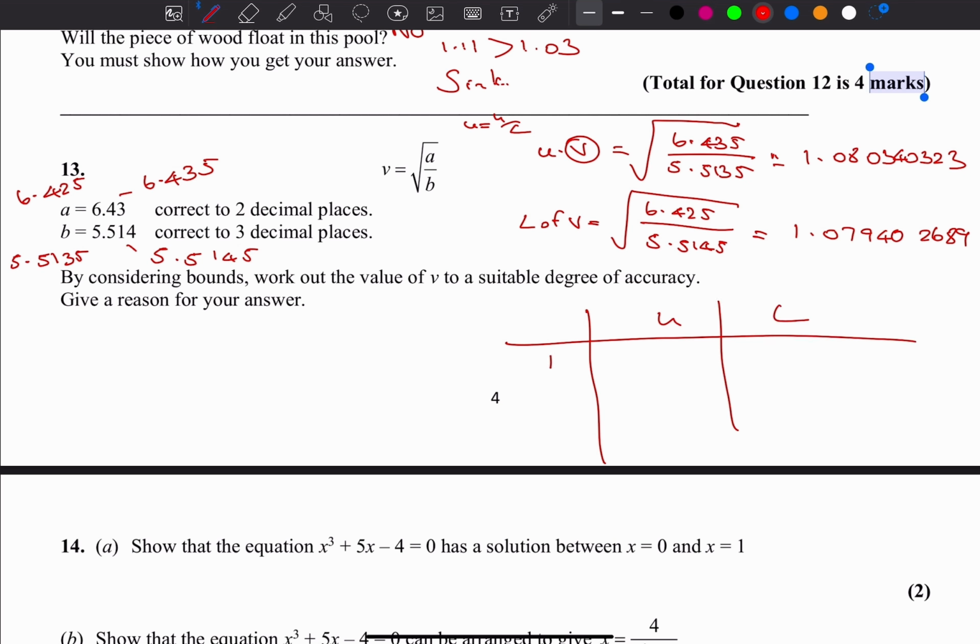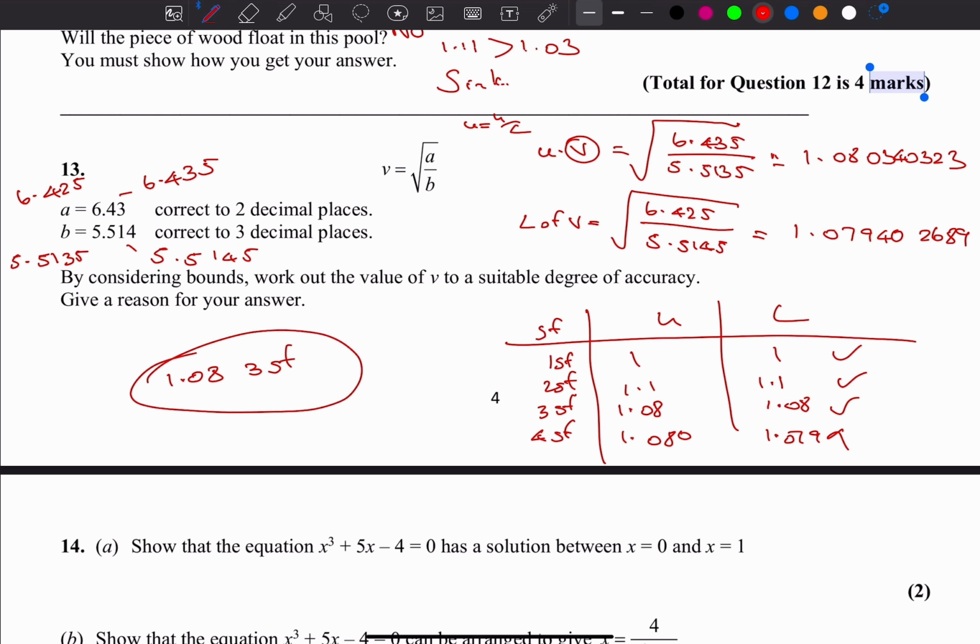One significant figure: 1, 1. Good. Two significant figures: 1.1, 1.1. That's also correct. Three significant figures: 1.08, 1.08. That's also correct. Four significant figures: 1.080, 1.079. That's wrong. 1.08 is correct to three significant figures. Some people write correct to 2 decimal places if you want. Doesn't really matter.